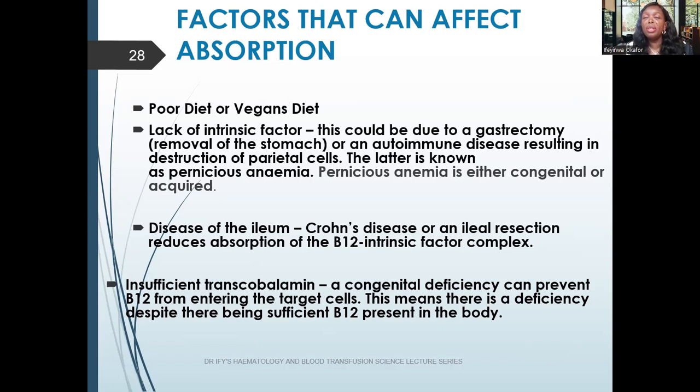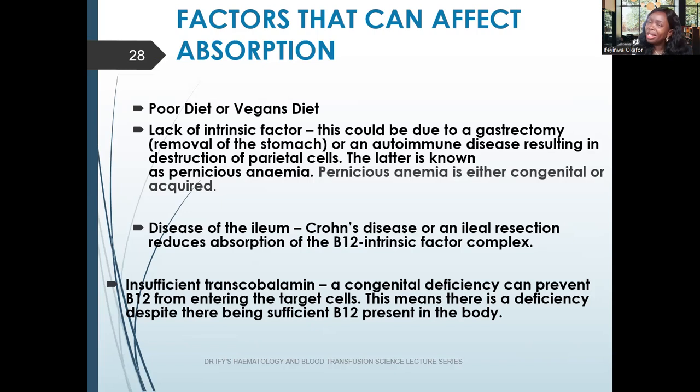be due to autoimmune diseases, resulting in the body not being able to produce intrinsic factor. Maybe something happened to the parietal cells of the stomach, therefore the person cannot produce intrinsic factor. It can also be congenital, from birth, the person just lacks the ability to produce intrinsic factor. I want to also state here that anemia that develops as a result of an individual not having intrinsic factor at all is called pernicious anemia. It can be congenital, it can be acquired.